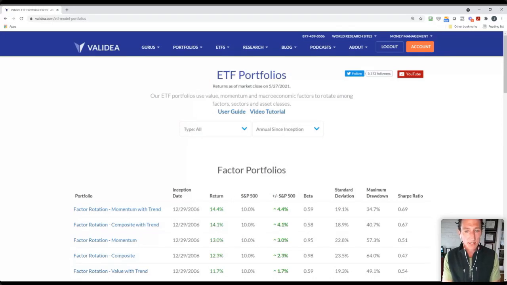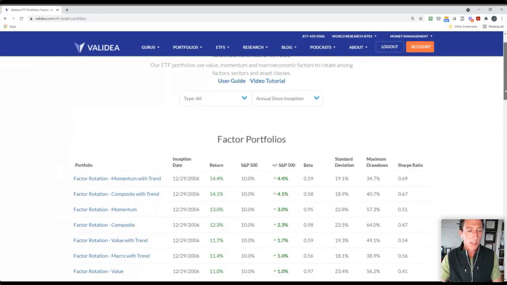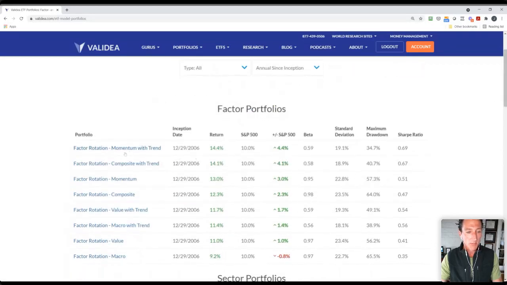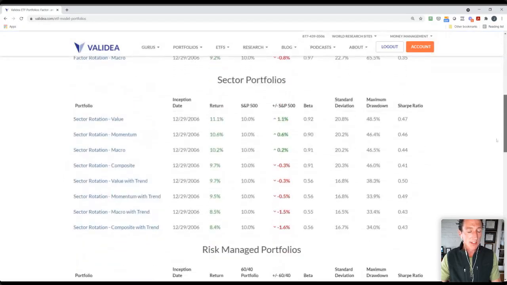So in the investment landscape, there's things like the value factor, the momentum factor, and other factors that you can use to try to identify good areas of the market to invest. And so we have factor rotation models that combine, basically, we're looking at what factors in the market are most appealing. We then have sector rotation strategies. So what sectors in the market are most appealing based on the value factor, momentum factor. And then we run them long only and with trend. So there's a trend overlay.